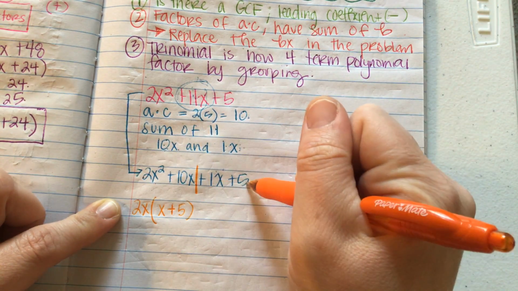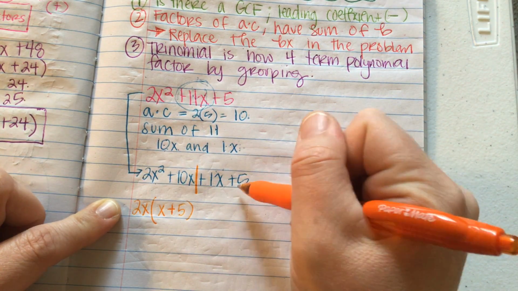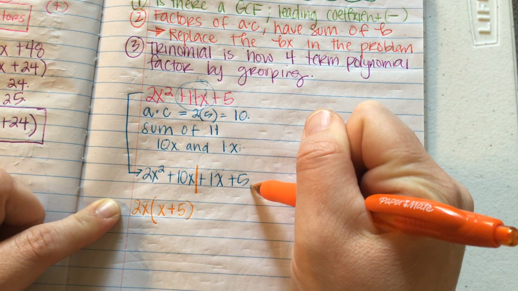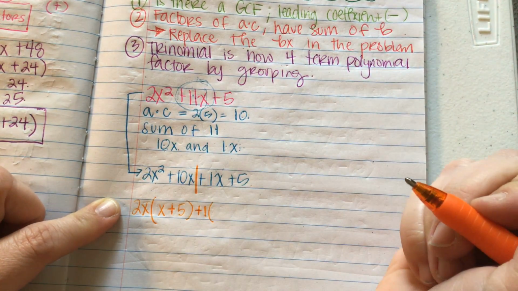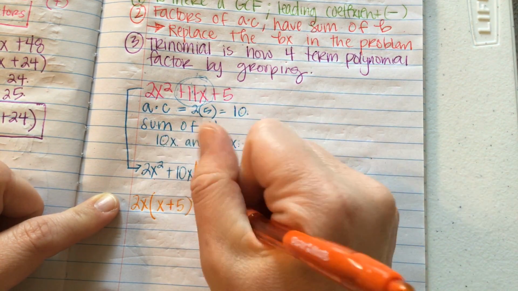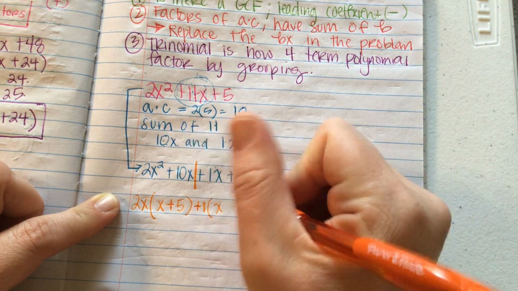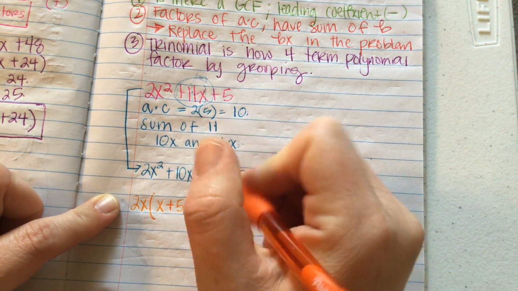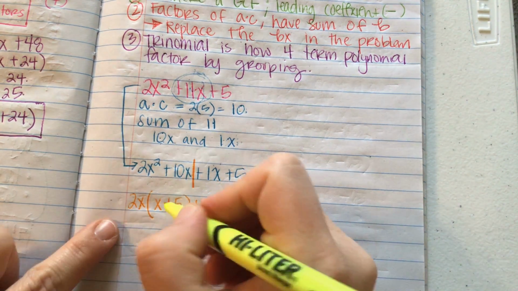I'm looking at my second half. What is the greatest common factor of 1x and 5? The greatest common factor is 1, so positive 1. And what does that leave behind? Well, 1x divided by 1 leaves me behind with just x. And 5 divided by 1 leaves me behind with 5. And we know that we did this correctly because my leftovers, if you will, match.